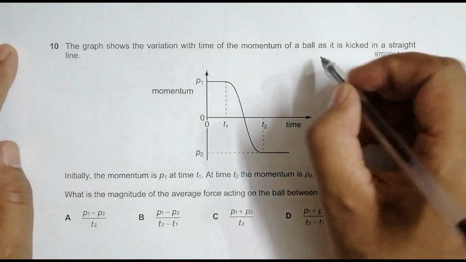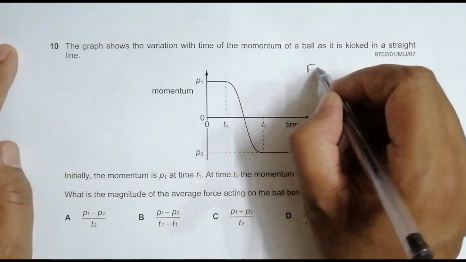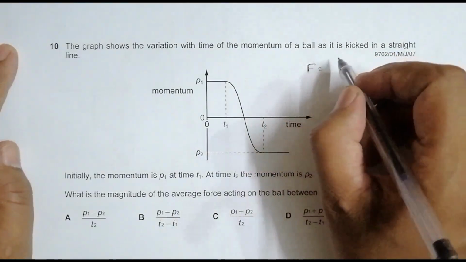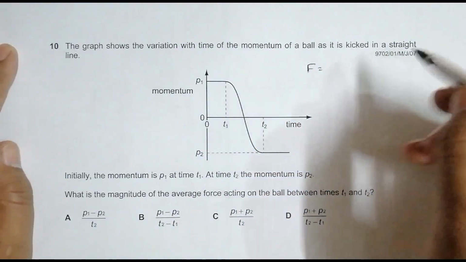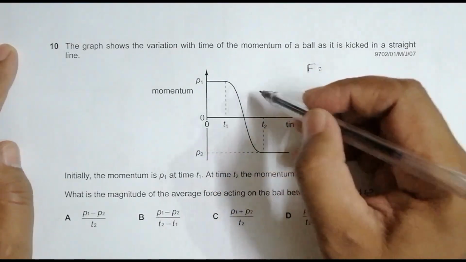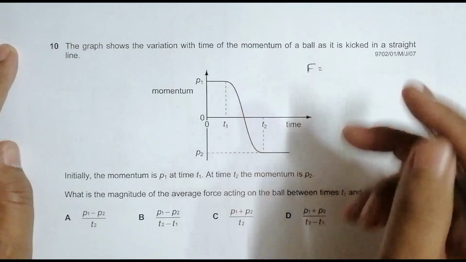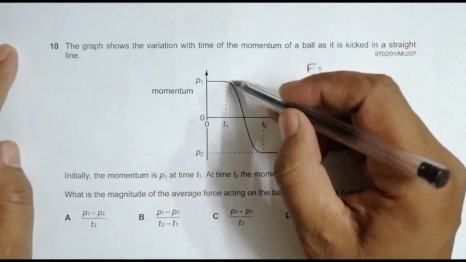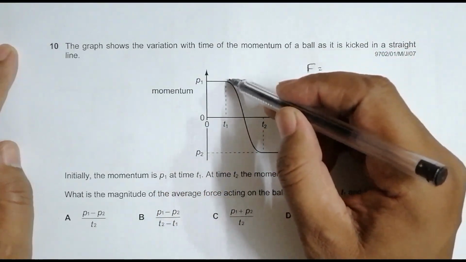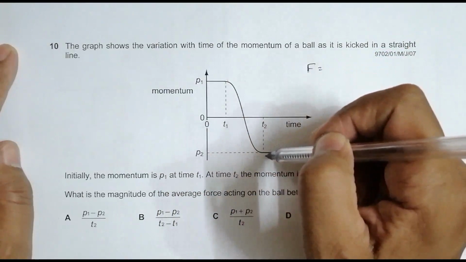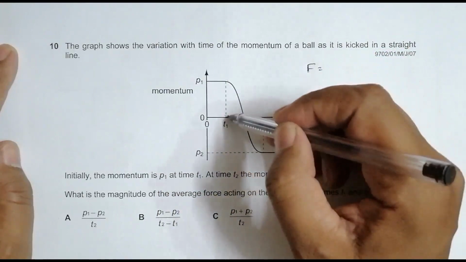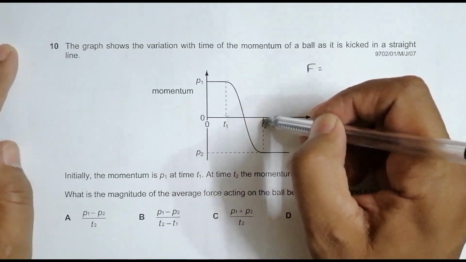So the force on a body is equal to the rate of change of momentum. That means the rate can be found by the slope of the momentum-time graph within that time frame. So here we have the slope like this. Slope should be from here to here, and time should be from here to here, because it's the time frame in which the momentum changes.